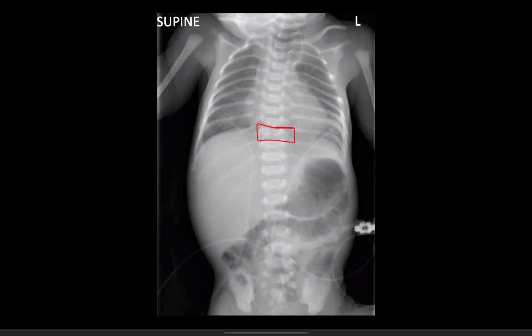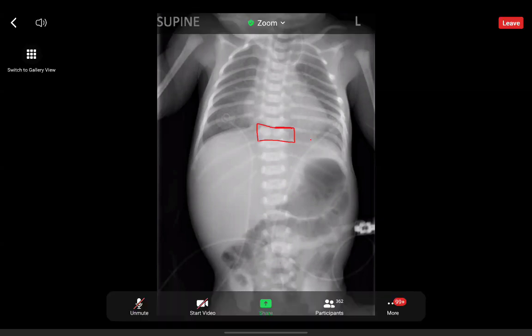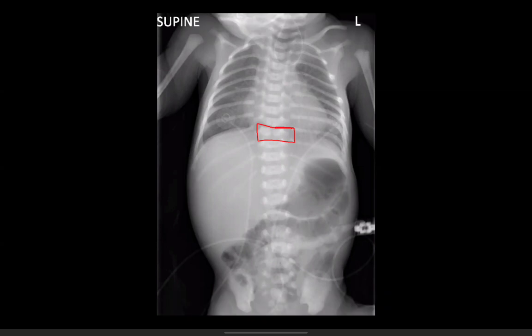Very well done. So remember, VACTERL anomalies include vertebral anomalies, anorectal malformations, cardiac anomalies, tracheoesophageal fistula, esophageal atresia, renal anomalies, and limb anomalies. So to complete this case, you would suggest that the child needs a renal ultrasound, a spinal ultrasound, and an echocardiogram.